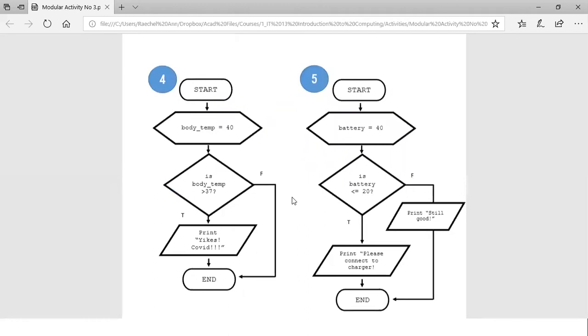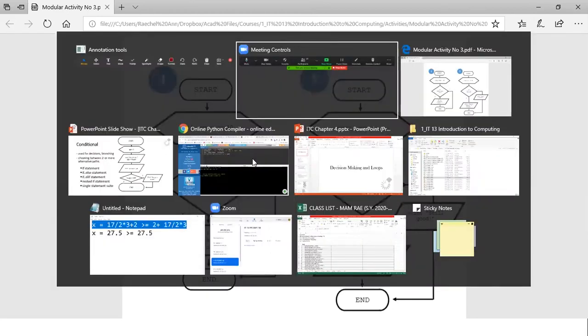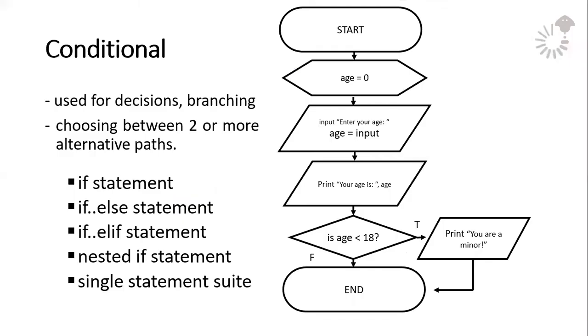It is important that, if you'll be converting your flowchart to programs, you identify if it's sequential, if it's a conditional control structure, or if it's a repetitive or looping structure. So 4 and 5, alam na natin na conditional sila. Therefore, in that program, you either use if statement, if else statement, or nested if. Depende sa logic ng program. Basta conditional, ito lang yung choices ko.